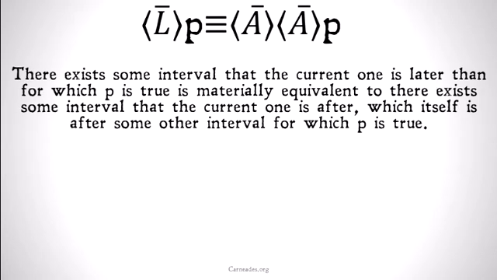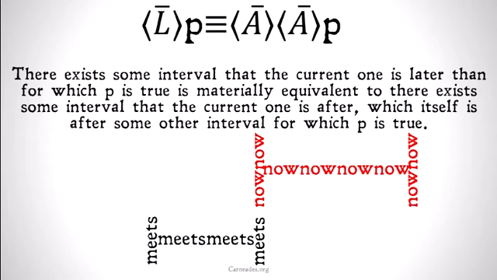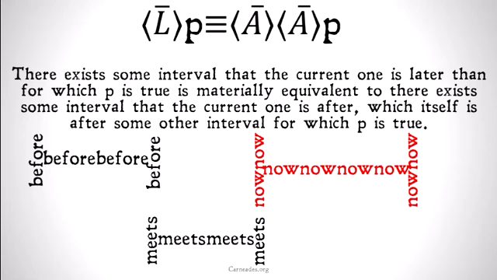Seems pretty intuitive. This is going to go the opposite way. So there exists some interval that the current one is later than, for which P is true, is materially equivalent to there exists some interval that the current one is after, which itself is after some other interval for which P is true. So we have now another interval that meets now, and another interval that is before now. And that interval that's before now, or that L with a line on top of it, P, is going to be where P is true. Once again, as with our afters, this is just how we understood that relation of being before. Not meeting or met by, but being all the way before, having some interval in between the current one and that interval.